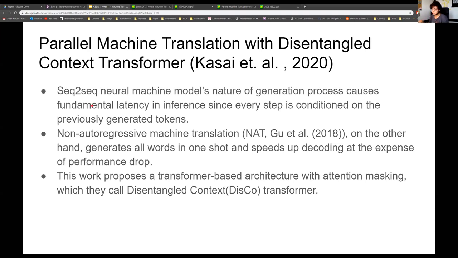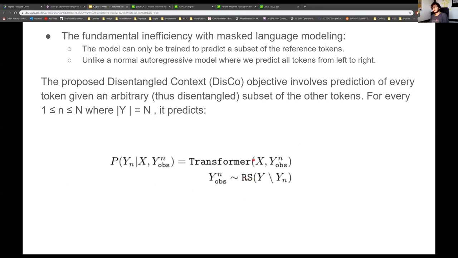In order to do that, they propose a transformer-based architecture, which they call the disentangled context transformer, or DisCo transformer. They're not using basic masked language modeling because they claim it's inefficient: when you use a masked language model, the model can only be trained to predict a subset of reference tokens. You randomly choose some tokens in your source text, mask them, and train your model to predict those masked tokens, unlike a normal autoregressive model where you predict all of the tokens from left to right. So in that sense, using a masked language model is inefficient.